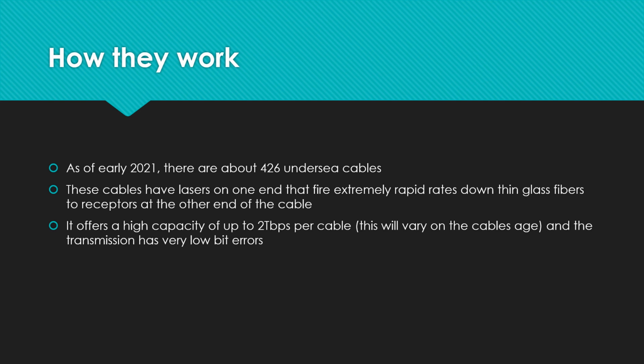So how do they work? As of early 2021, there are about 426 submarine cables in service around the world. This number is constantly changing due to new cables being introduced and older cables decommissioned. There are lasers on one end that fire at extremely rapid rates down thin glass fibers to receptors at the other end of the cable. These glass fibers are wrapped in layers of plastic or steel for their protection. It offers a high capacity of up to 2 Tbps per cable, but this is going to vary depending on how old they are. They also have real-time transmission with very low bit error rates.